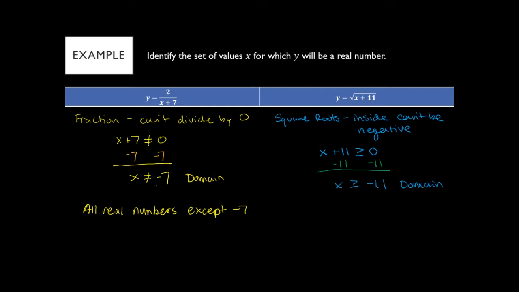Usually with this, because it's an inequality, we write it in interval notation. So that would be negative 11 to infinity if we write that in interval notation.